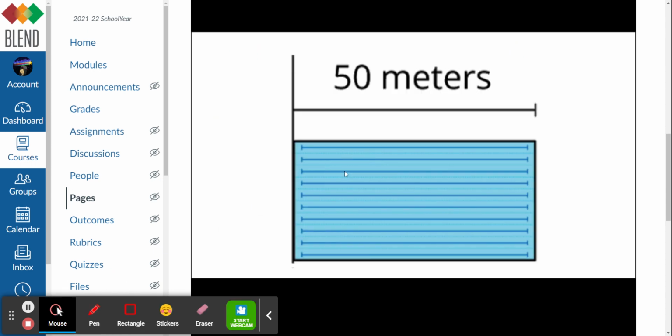Let's take a look at another conversion. All right, so this pool is 50 meters. I guess this is a pool. It looks like a pool. These look like lanes. So 50 meters. How many centimeters?